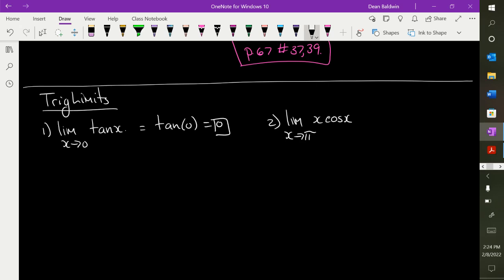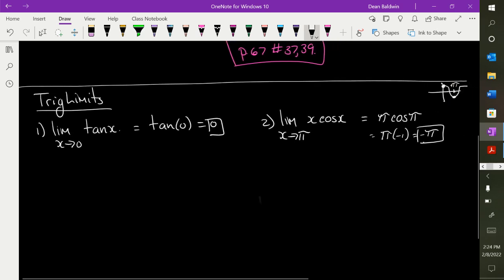Another one, if I have the limit as x goes to pi of x cos x, well, is cosine undefined anywhere? No. Is x undefined anywhere? No. So this is a completely continuous function. I can plug in my pi value and I get pi times cos of pi. What is cos of pi? If you don't remember your cosine graphs, cos of pi has a value of -1 because it's right there. So I get pi times -1, which is just negative pi. All right, so if you can plug it in, you plug it in.